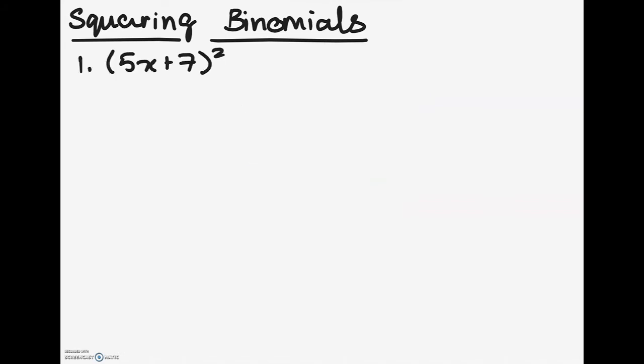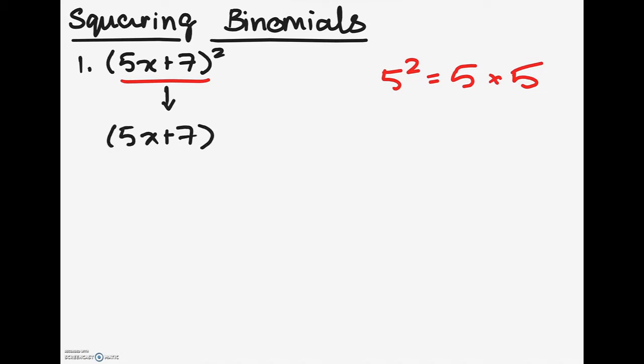Okay, so whenever you're given a number, when you square it, you just multiply by itself. So like 5 squared, you would just do 5 times 5. You're just multiplying any number by itself. The same thing will apply to a binomial. So for example, if we're given 5x plus 7, to square this, we would essentially just do 5x plus 7 times another 5x plus 7. So we're just multiplying it by itself.